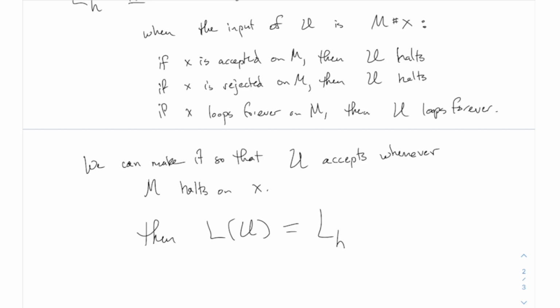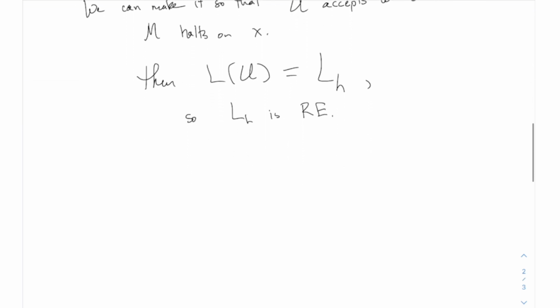All right? So that means LH is RE. That is, it is the language of some Turing machine. That Turing machine, though, is not total. U is not a total Turing machine because sometimes it loops forever, because it's running simulations of other Turing machines and they can loop forever, and so U also sometimes can loop forever. All right, so LH is RE, but, and this is what's slightly crazier, LH is not recursive.